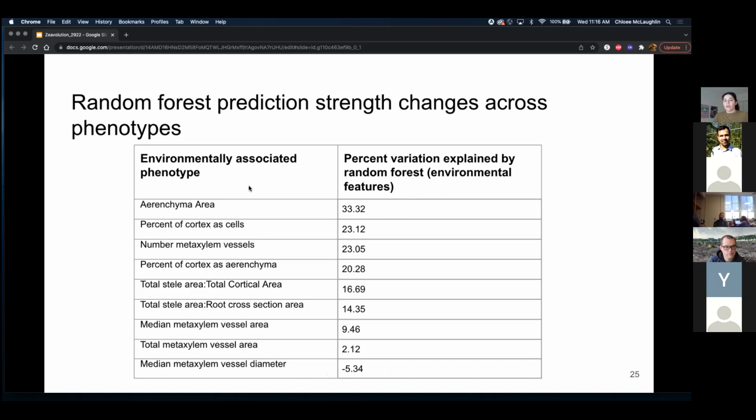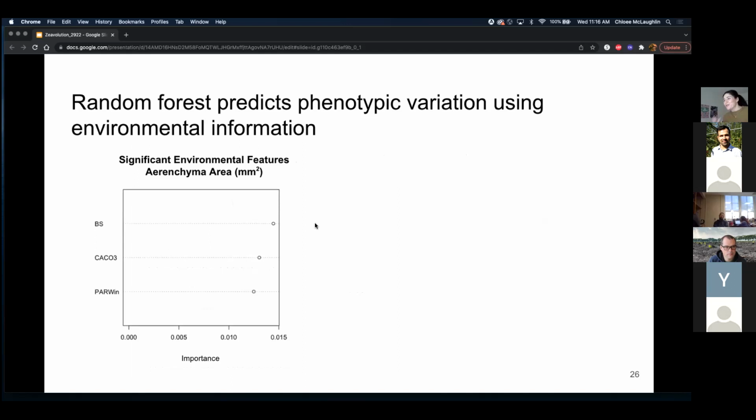So let's zoom in on parenchyma area, the phenotype that we could predict the most variation for, and see what these model outputs actually look like. Just to reacquaint everybody and recenter us before we start doing some interpretation, our random forest is predicting phenotypic variation using environmental information. And for parenchyma area, our feature reduction method, the Boruta method, selected 3 environmental features as describing significant variation in parenchyma area, including base saturation of soils, calcium carbonate of soils, and photosynthetically active radiation of winter months.